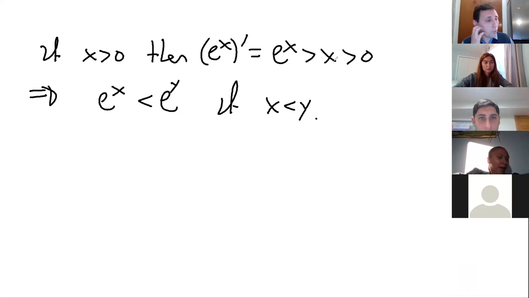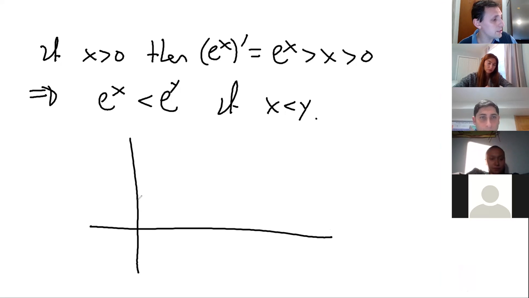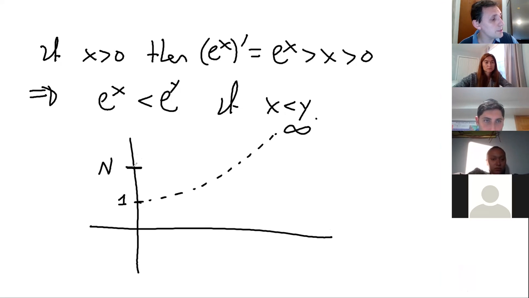And what else do I see, guys? So I see that the graph is something like this. So if this is 1, the graph is increasing and increasing to infinity, which means that if I want to find how e to the x is equal to n, look at it, you see? When is e to the x equal to some value n?